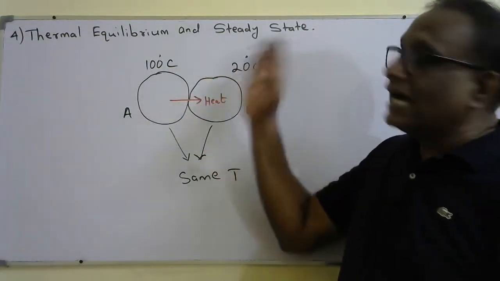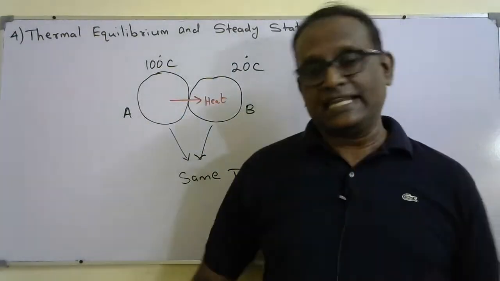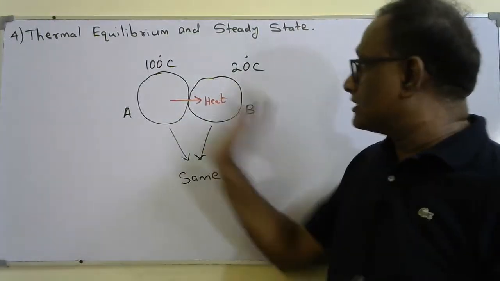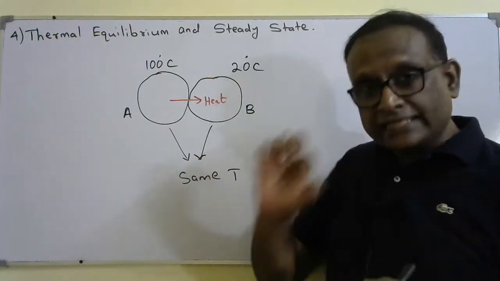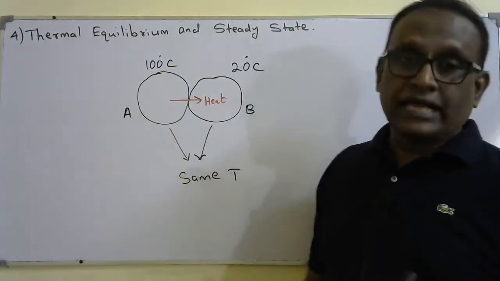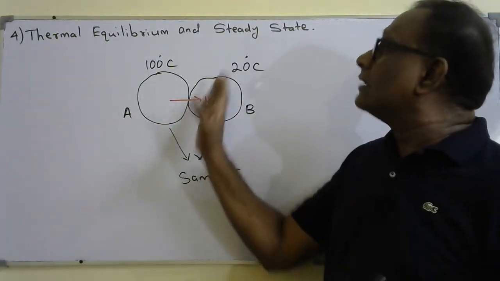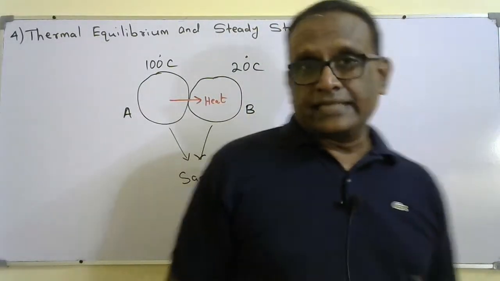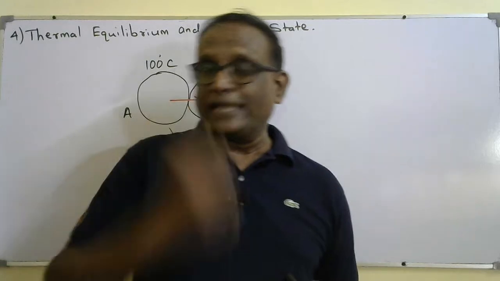That means they have reached a steady state. Steady state means no further transfer of heat. So in that situation, both objects will have the same temperature and they will be in thermal equilibrium. Very important for questions like finding the specific heat capacity of a metal piece.